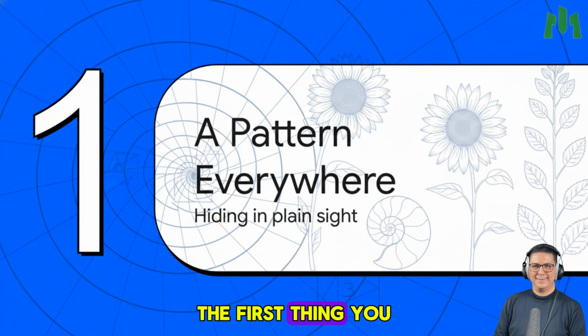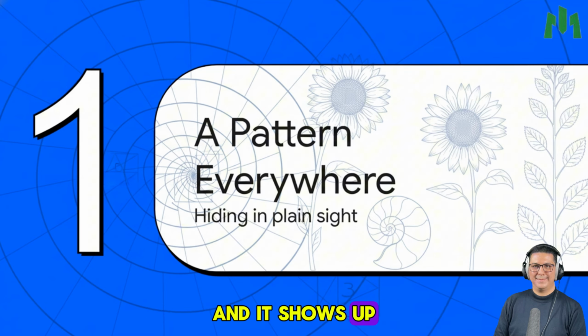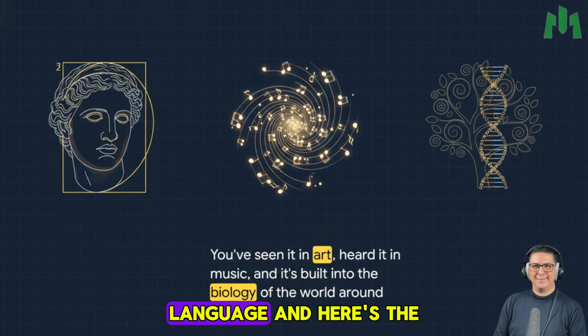Okay, so the first thing you need to know is that this pattern is not random. Not even a little bit. It's actually a very specific sequence of numbers, and it shows up almost everywhere you look, kind of hiding in plain sight. No, seriously, we are completely surrounded by this mathematical code. I'm talking about the way trees branch out, the spiral of a whole galaxy, and most of the time, we don't even notice it. It's like it's a fundamental part of the universe's design language.